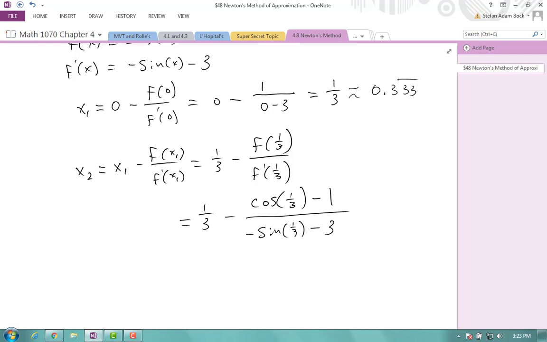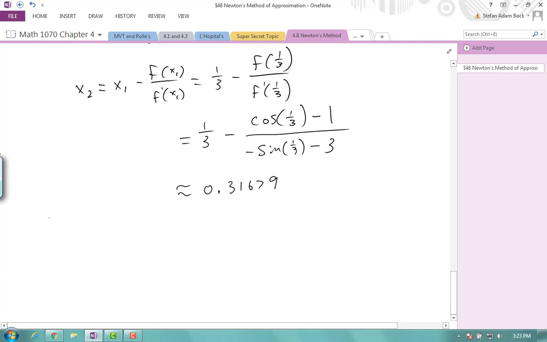We'd have an easier time evaluating these numbers after the end of Calculus 2 when we had Taylor series to approximate these functions. But just for comparison, this number that I have written here is approximately 0.31679. Now, those two are actually pretty close together. That's close to 1/3. And I went ahead and found out what the actual solution was.